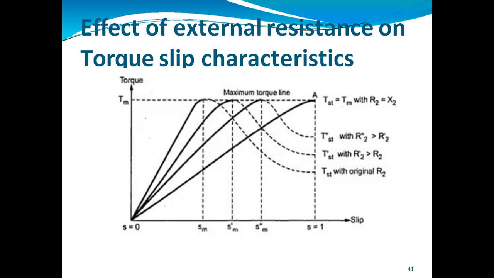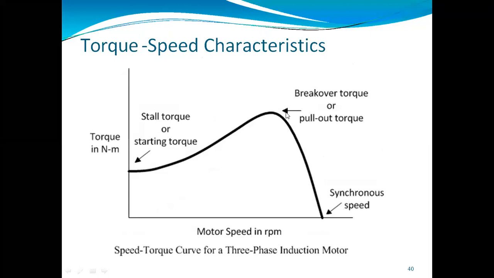So here we can say, if we are increasing the value of slip, starting from s equal to 0, then as you increase the value of slip, torque will also increase, and torque will be maximum when you get s equal to R2 upon X2. And this torque we can call a pull out torque. When you get the maximum value of torque with increase in slip, we are calling that a pull out torque.